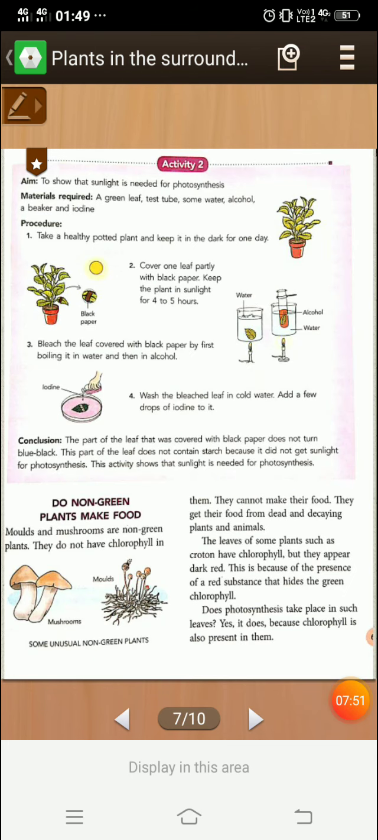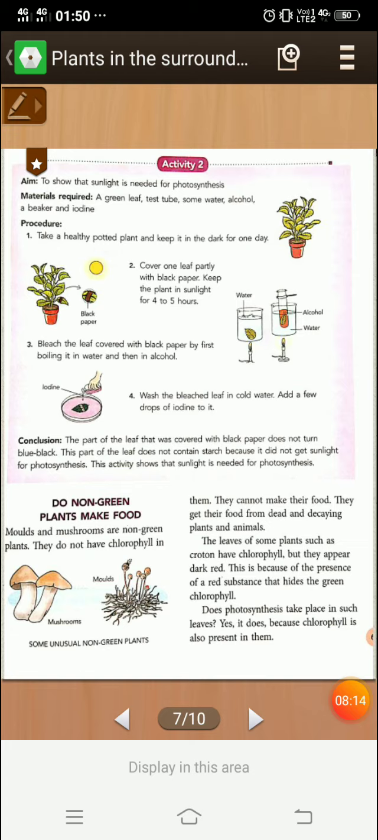The only plants that cannot make their own food are molds and mushrooms. Now molds and mushrooms are basically non-green plants. They do not have chlorophyll in them, so they are not able to make their own food. So how do they get the food? They basically depend on dead and decaying matter of plants and animals to get their food.